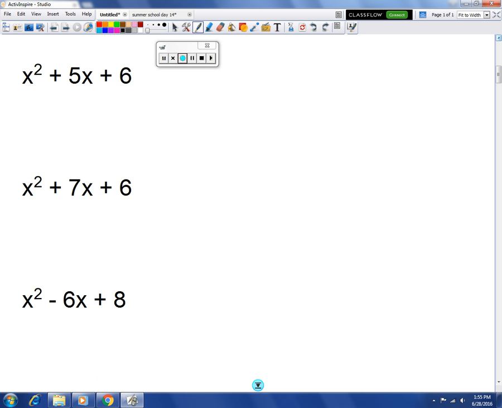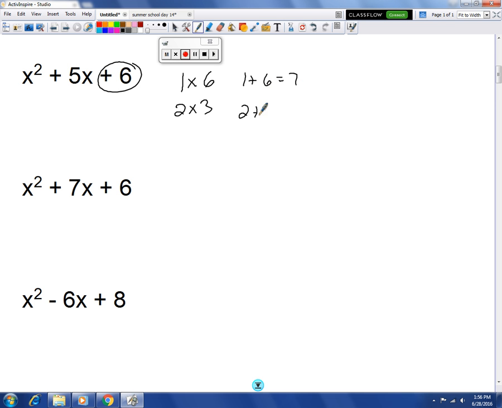So x squared plus 5x plus 6. This is a little more interesting. I'll have a couple of options. We can multiply a positive 1 times a positive 6, or we can multiply a positive 2 times a positive 3. When I add 1 and 6, I get a 7.